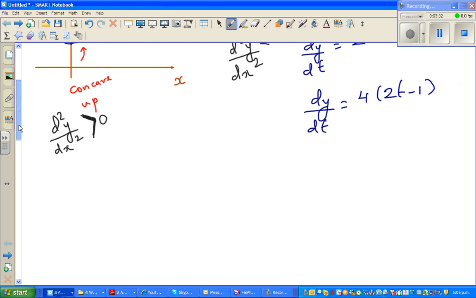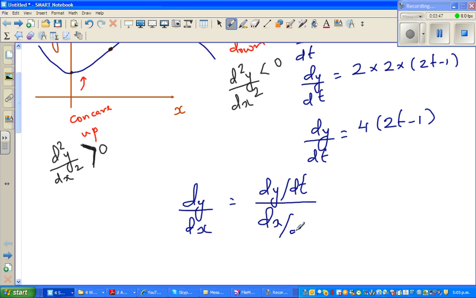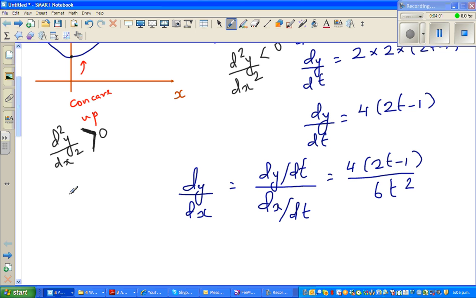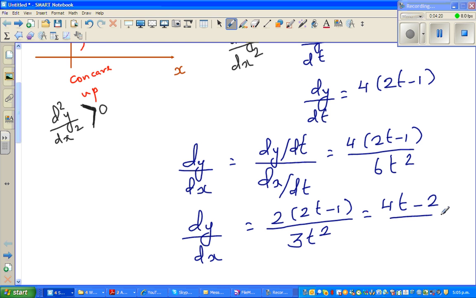Now you want to find dy by dx. So dy by dx is dy by dt over dx by dt. Now what is dy by dt? dy by dt is 4 times (2t minus 1). And dx by dt is 6t squared. If you divide both the numerator and the denominator by 2, dy by dx is 2 times (2t minus 1) over 3t squared, which is (4t minus 2) over 3t squared. So this is pretty easy.